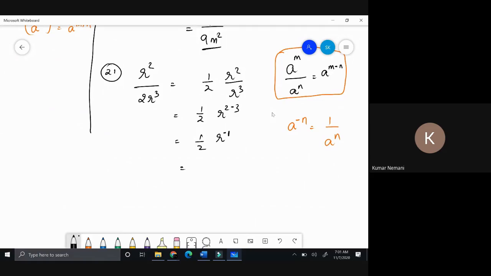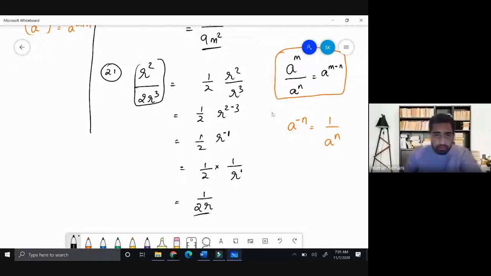So it's going to be 1 by 2 multiplied by 1 by r power 1. But you know that any number raised to the power of 1 is the number itself. So it becomes 1 by 2r, because you can multiply the denominators, and finally you're going to get the same answer. So the simplified form of r square 2r divided by 2r cube is nothing but 1 by 2r. And here also we are using 2 different formulae. Okay.